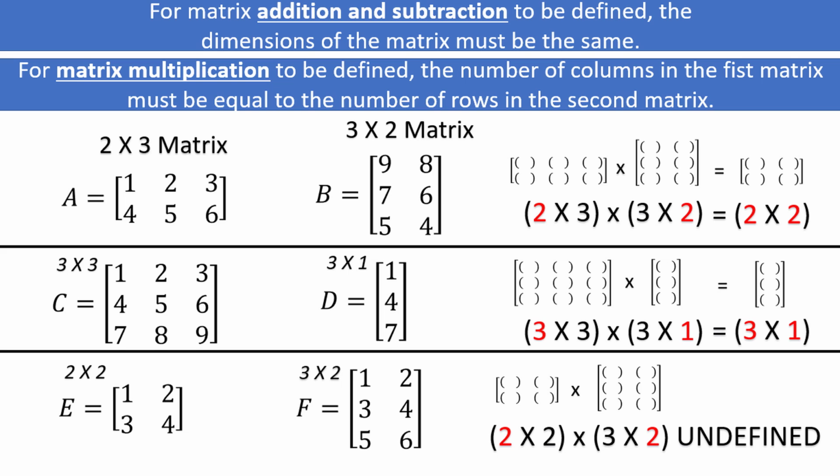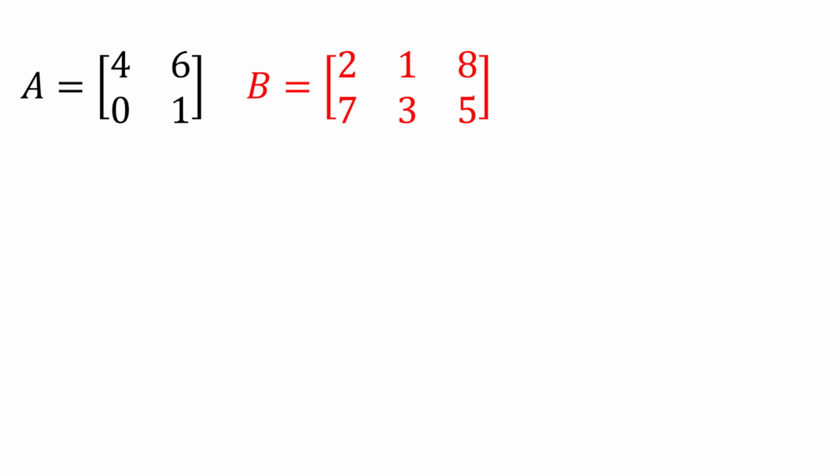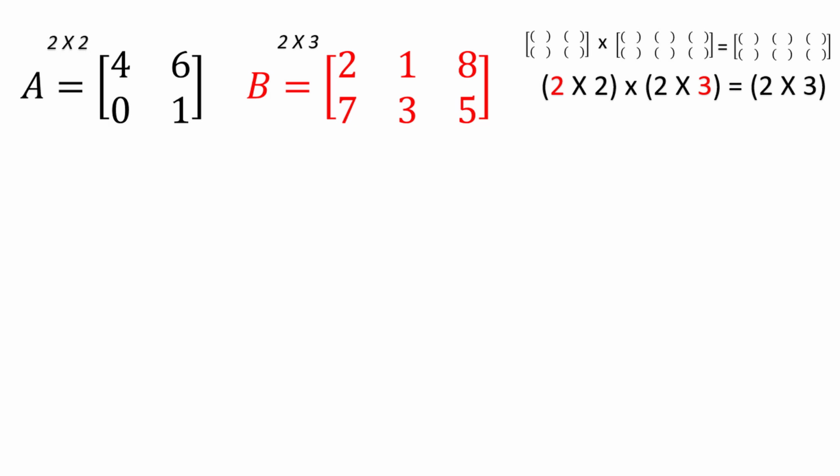Okay, let's try actually multiplying some matrices. Say we have the matrices A and B. A is a 2 by 2 matrix, and B is a 2 by 3 matrix, so the inner dimensions match, meaning matrix multiplication is defined. The resulting matrix will be a 2 by 3 matrix, as those are the outer dimensions.